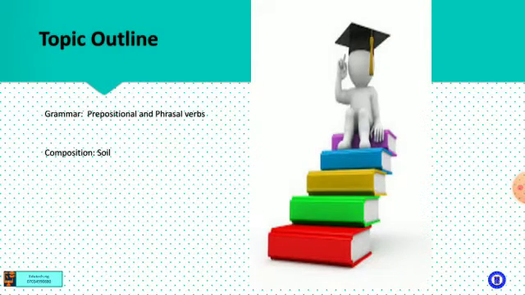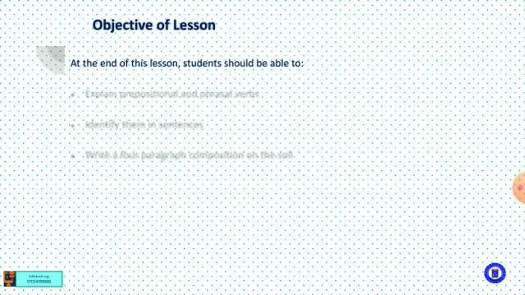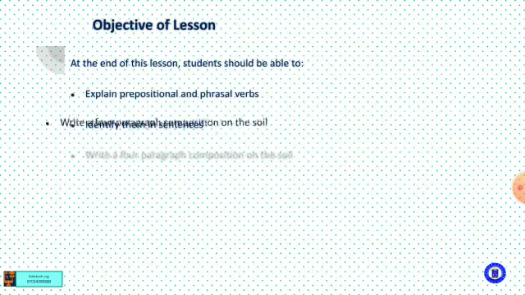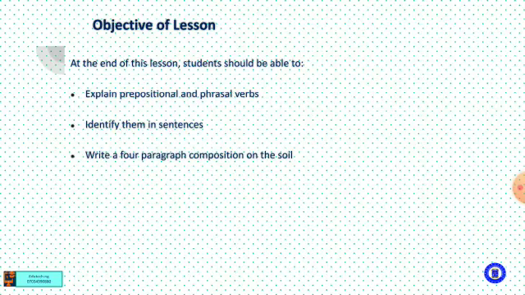On today's lesson, we'll be covering two aspects of English, that is English grammar and English composition on this clip, with the following lesson objectives. It is expected that at the end of this lesson, we should explain prepositional verb and phrasal verb, identify them in sentences, and write a four-paragraph composition on the topic, the soil.